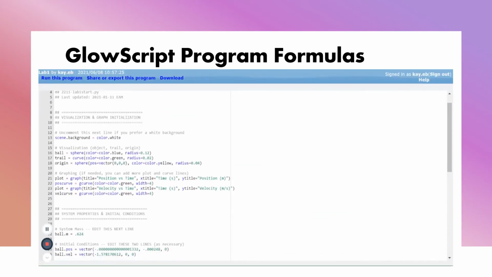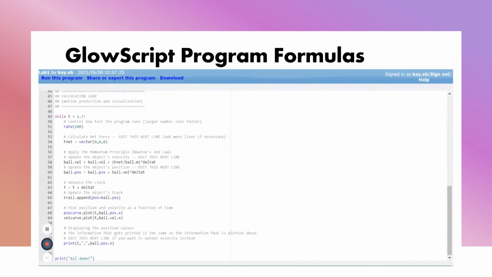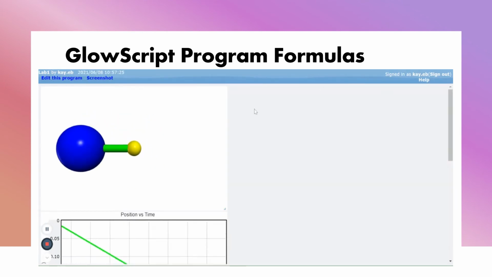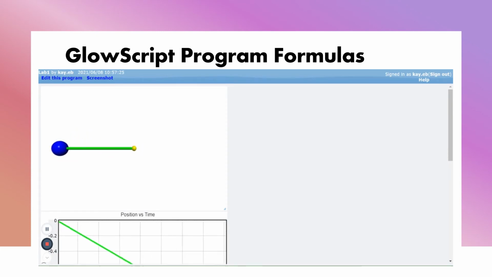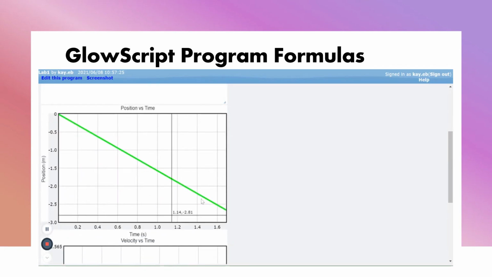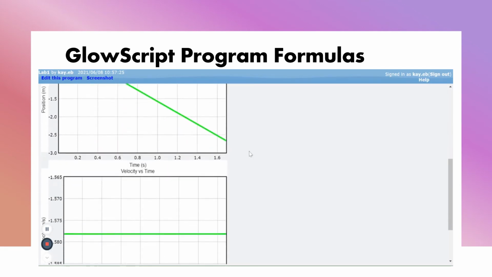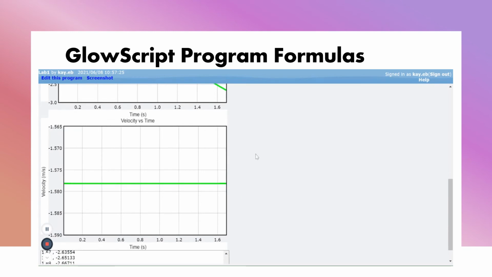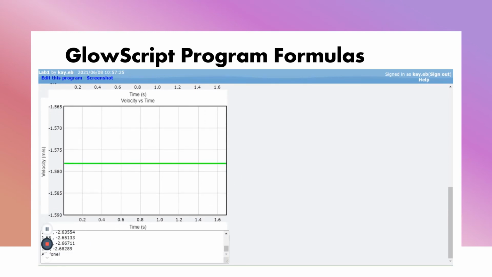So this is the GlowScript program running. Here's my code. Next, you'll see the model running, and as you can see, the object is moving in the negative x direction. Below is the position versus time graph, which has a negative slope, as expected, right here. And next is the velocity versus time graph showing constant velocity. Below there, the numbers are the position and time data that the model produced.